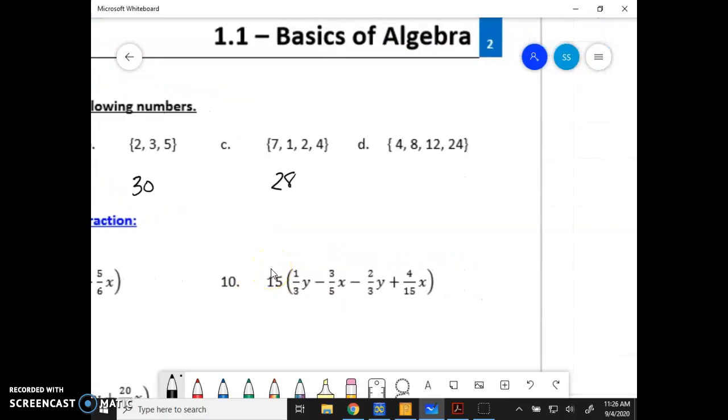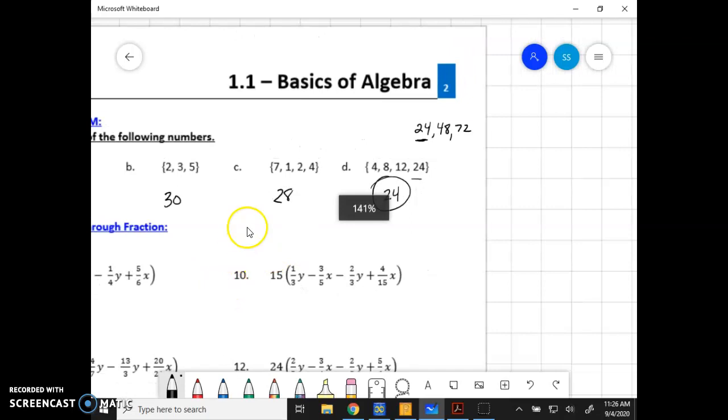All right, last one here. D, we got 4, 8, 12, and 24. All right, well, 24, let's start with the biggest. 24, we would go 24 times 1 is 24. 24 times 2 is 48. Times 3 is 72. But let's stop here because 24 is going to work for 4, 8, and 12. So it looks like our least common multiple is just going to be 24.